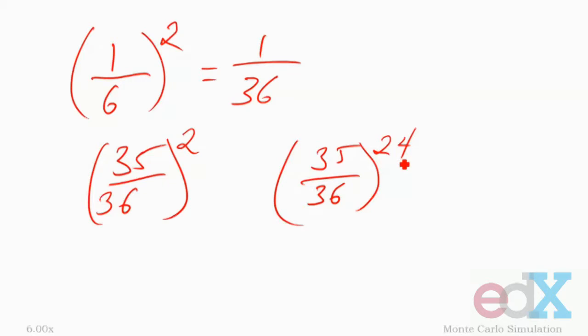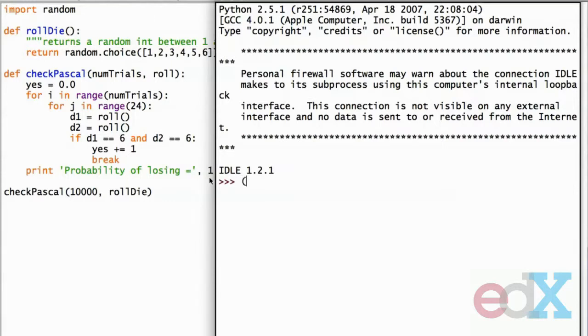Well, let's go over to our Python window and check it out. We can look at it in IDLE here and say that it should be 35.0 over 36.0 to the 24th.